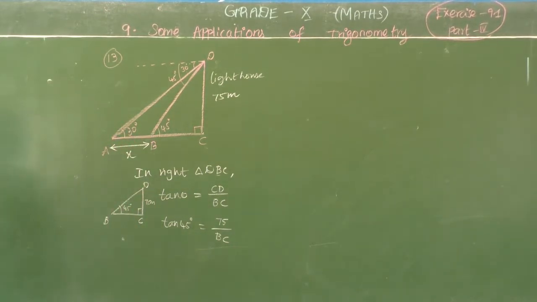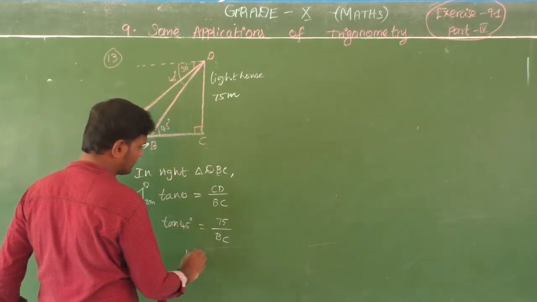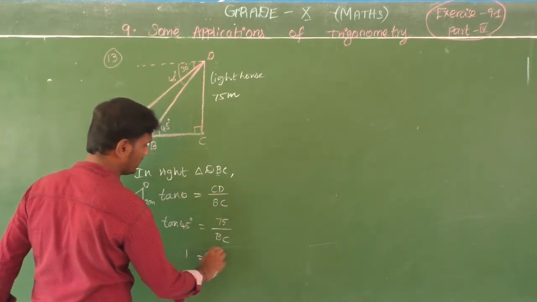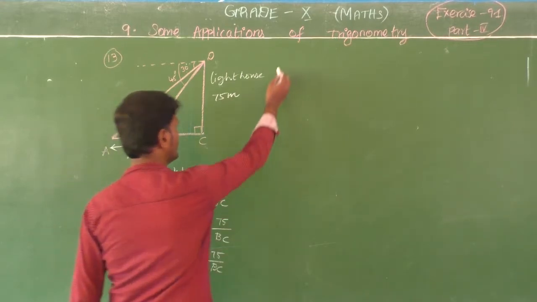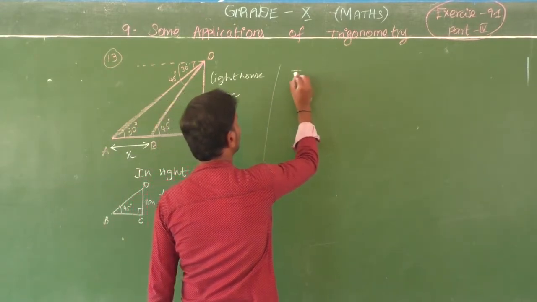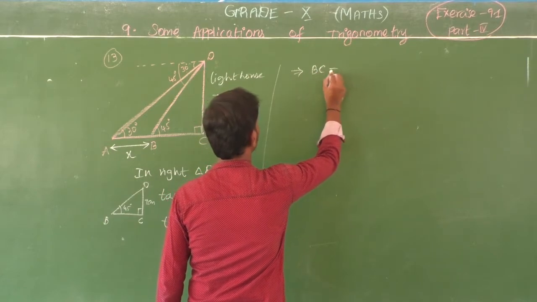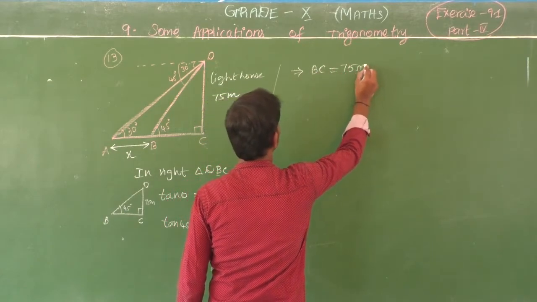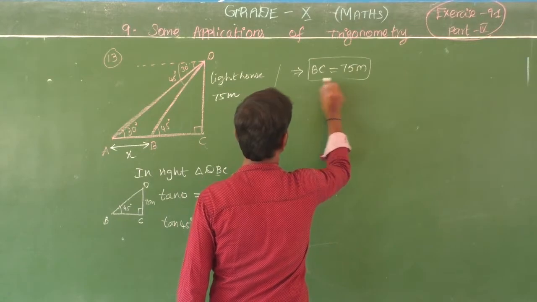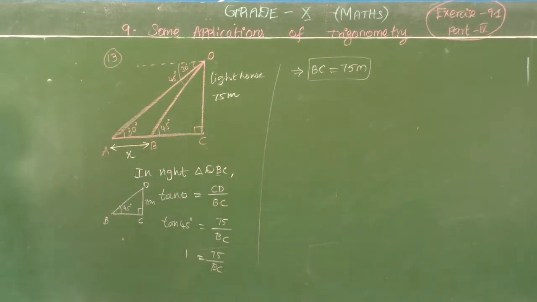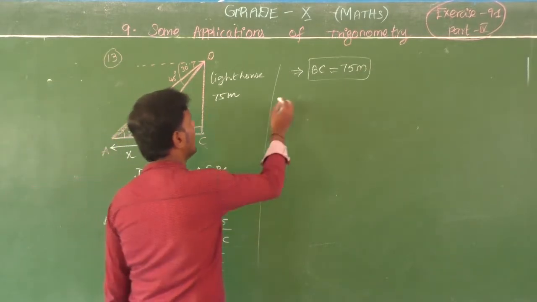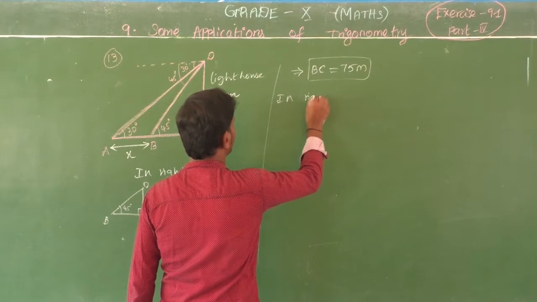Now tan 45 degree, you already know the value is 1, so 1 equals 75 by BC. Now I'm going to cross multiply to get BC, which is equal to 75 meter. BC equals 75 meter. Okay, students? Now, next, I'm going to take the next triangle.